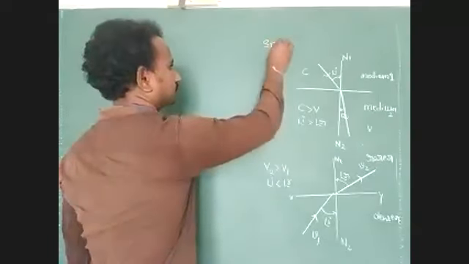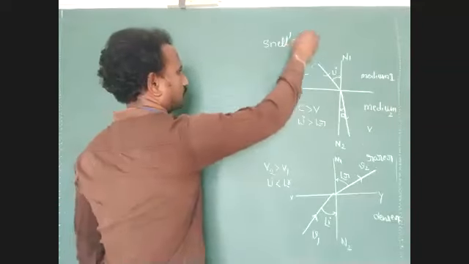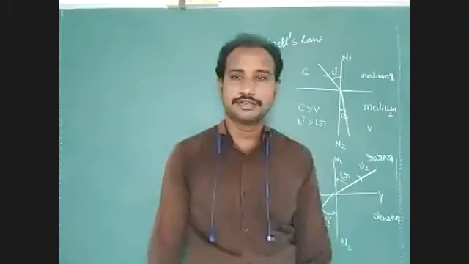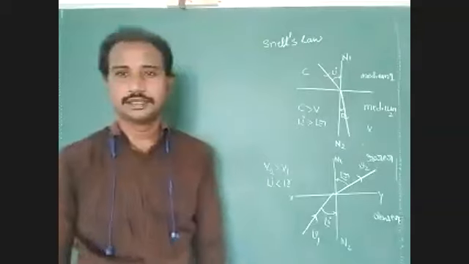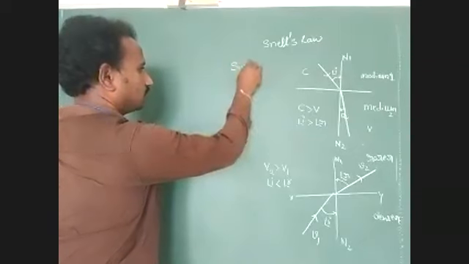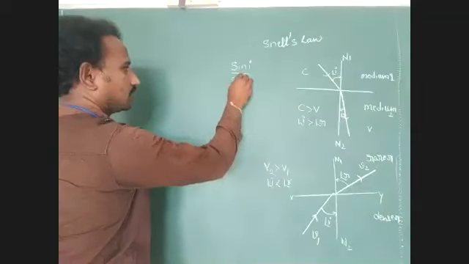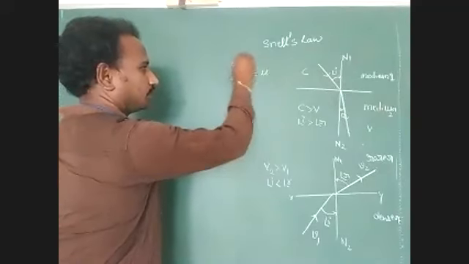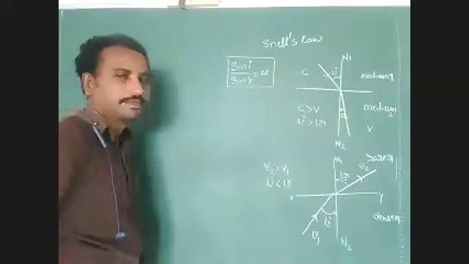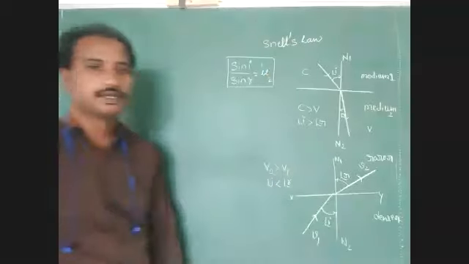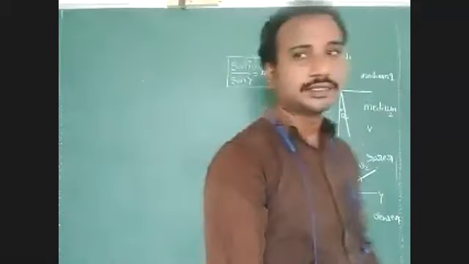What is Snell's law? The ratio of the sine of the angle of incidence to the sine of the angle of refraction is called Snell's law. The ratio of sine of angle of incidence divided by sine of angle of refraction is always constant. That constant value we represent as the refractive index, 1μ2. So these points we discussed in the last class.